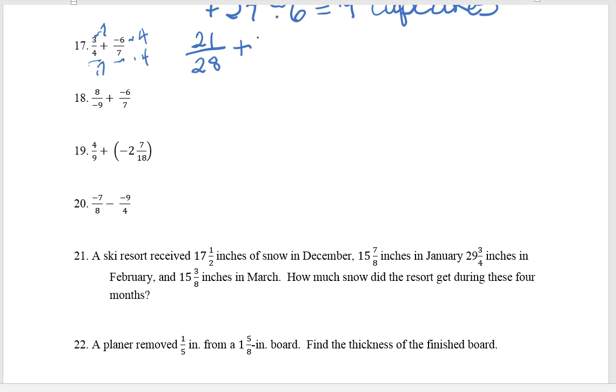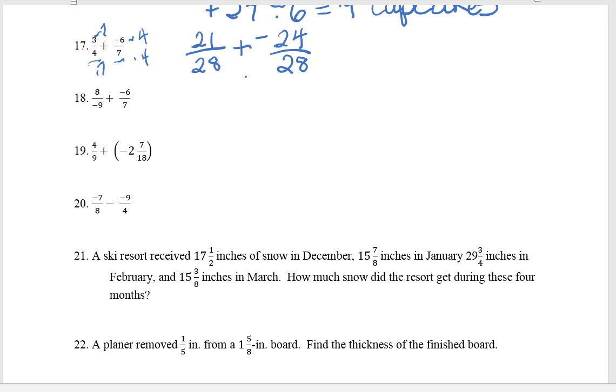The negative doesn't change. Signs are staying the same at this point. 6 times 4 is 24. 7 times 4 is 28. So both of my bottoms are now 28. So I can actually do the fraction and add them together.